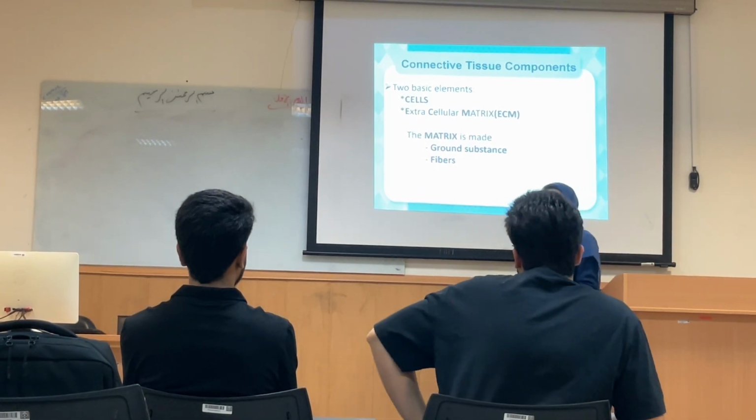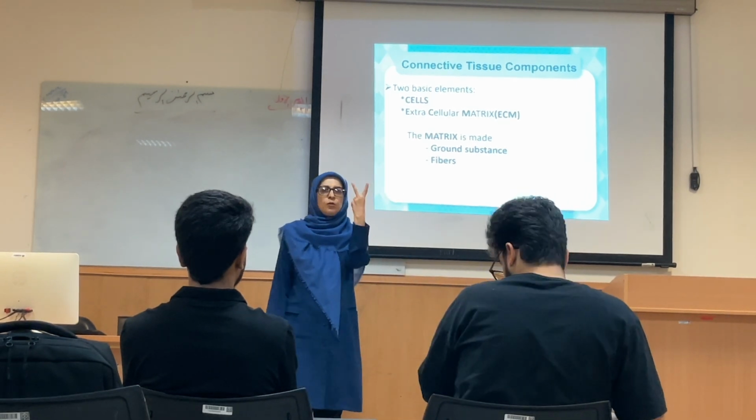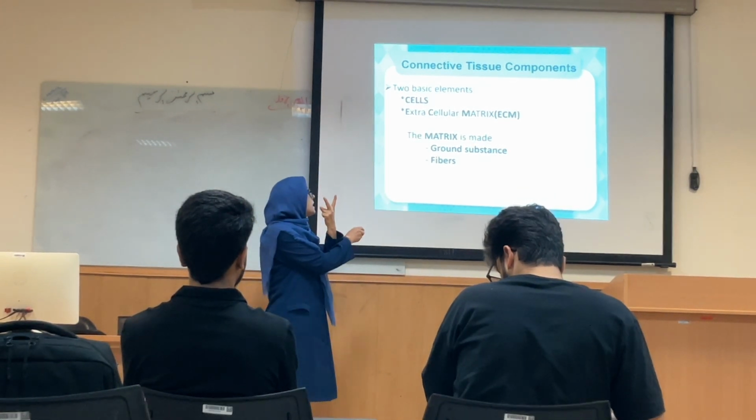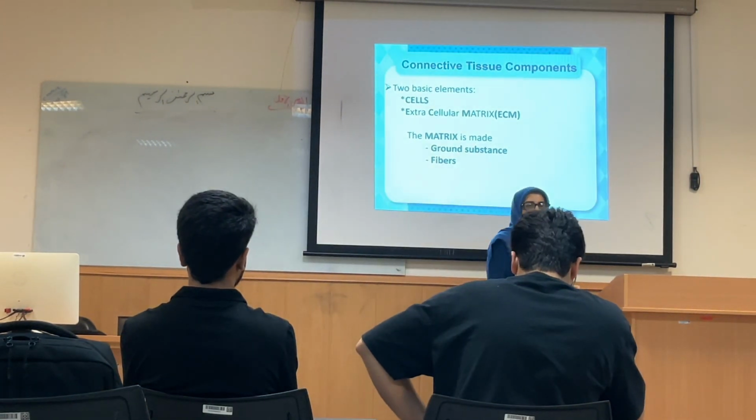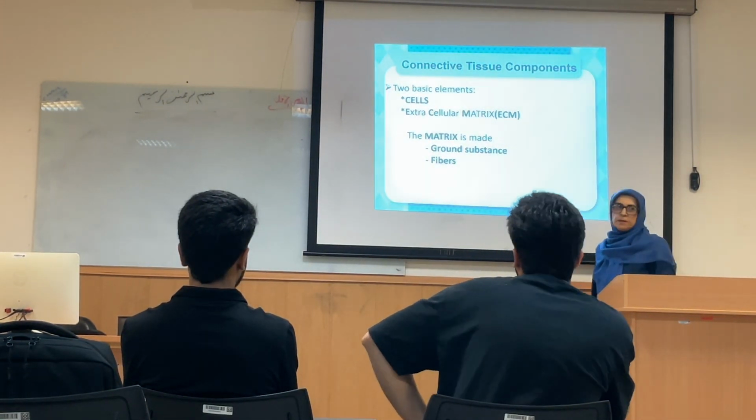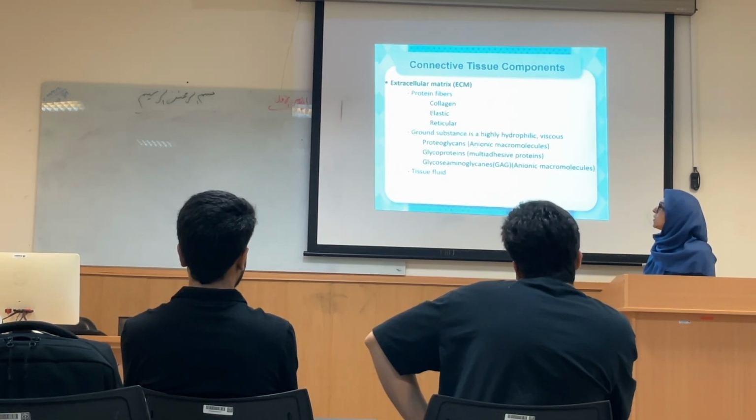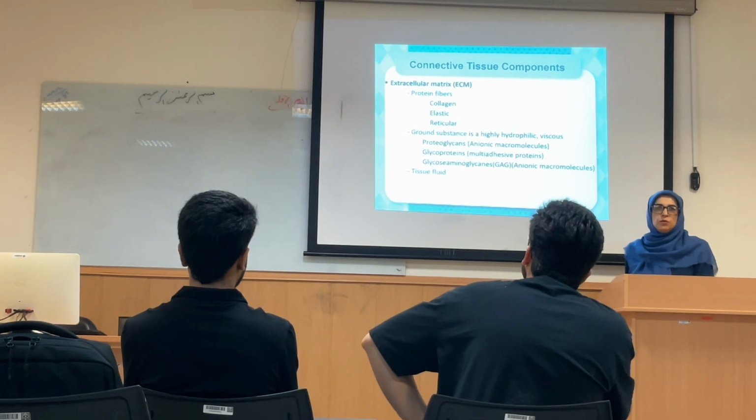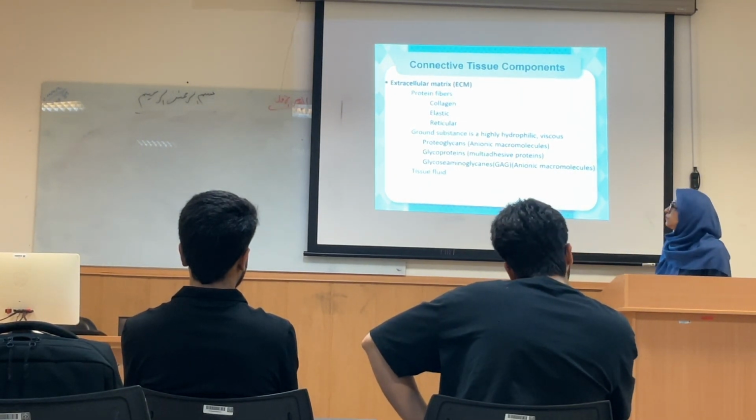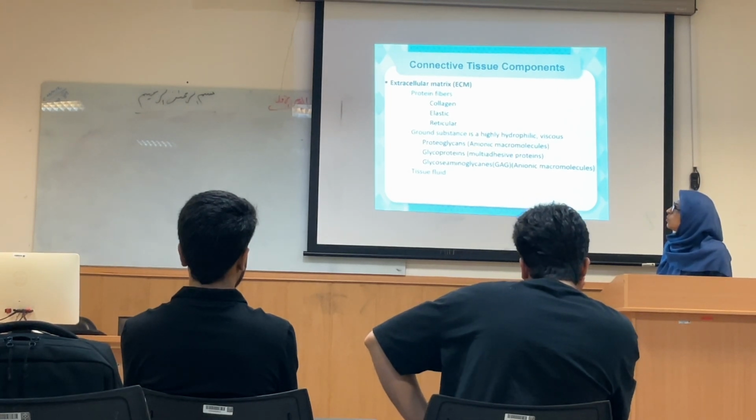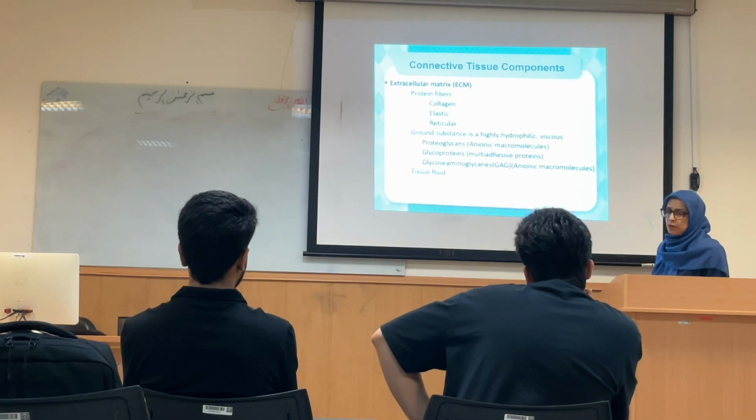And for studying and knowing about tissues, we should study two components: cells and extracellular matrix. The ECM also includes the fibers and ground substance, so we know about these three components. The extracellular matrix includes the fibers and ground substance. The fibers in connective tissue include collagen, elastic or reticular fibers.